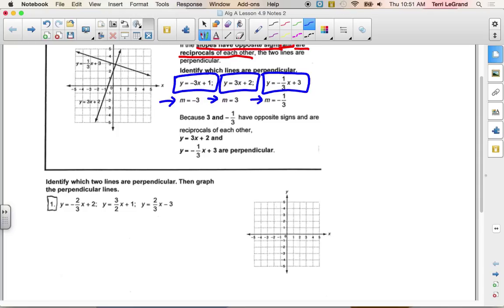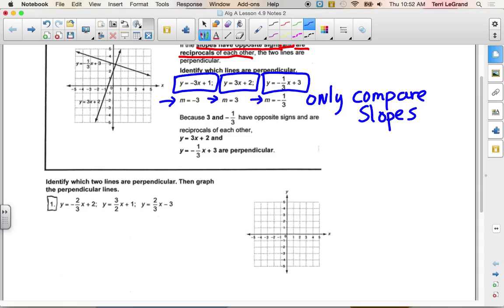So the only thing we're going to compare, so would you make that little note here? Only compare slopes. That's all you've got to do. You don't have to worry about the y-intercepts for these perpendicular lines. Only compare their slopes. But then, you have to know how to compare them correctly.